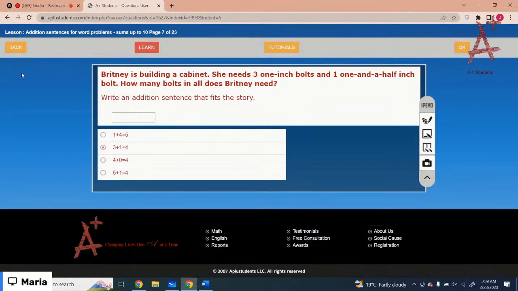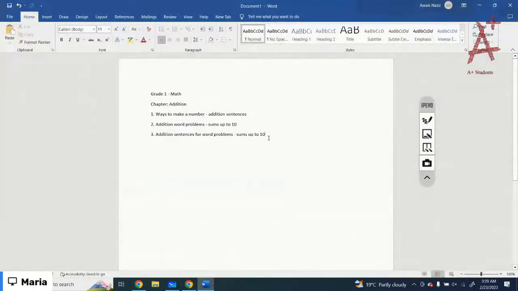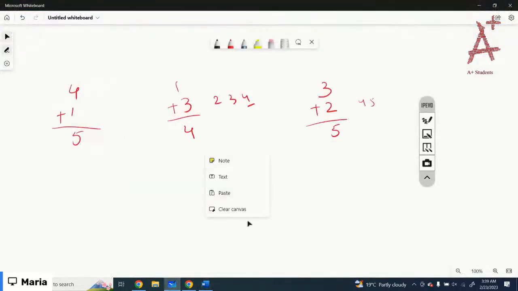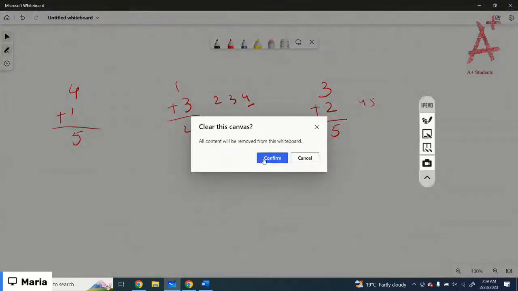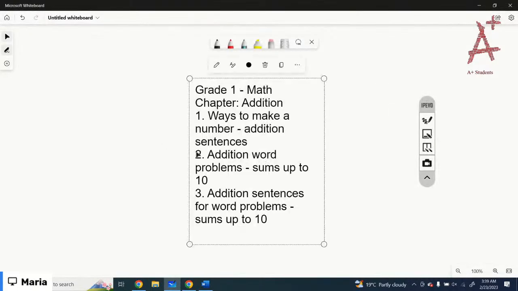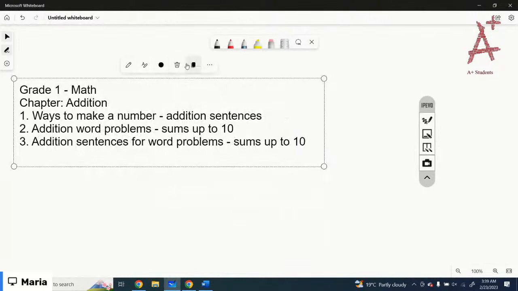Okay, you can complete the test by yourself later today. So we're working on grade 1 maths, and we're working on the chapter addition. Here is the list of the lessons we have covered today. The lessons we did are ways to make a number, addition sentences, addition word problems sums up to 10, and addition sentences for word problems sums up to 10. So please make sure before the next session you complete all the test questions for the lessons we did today.